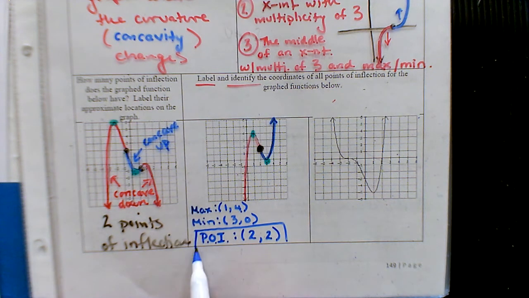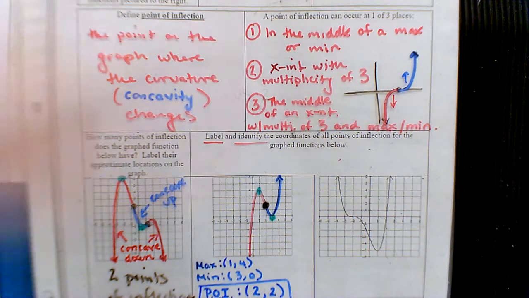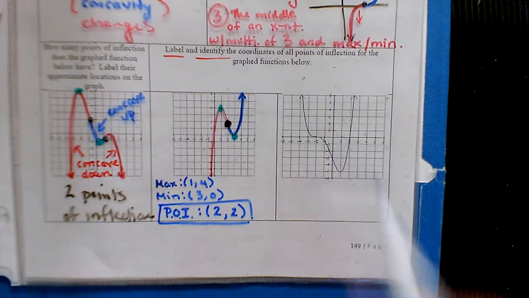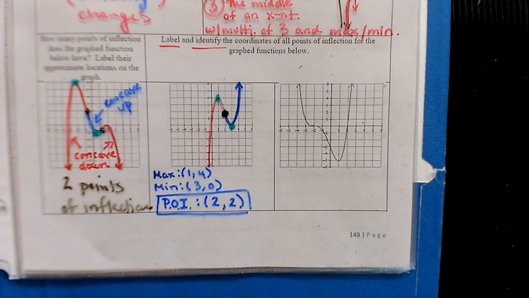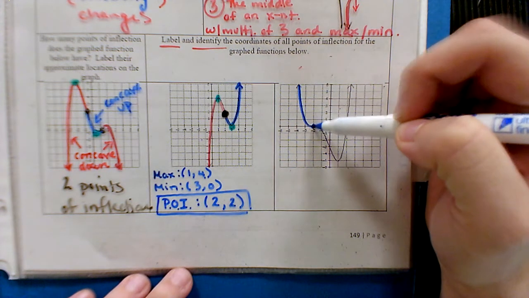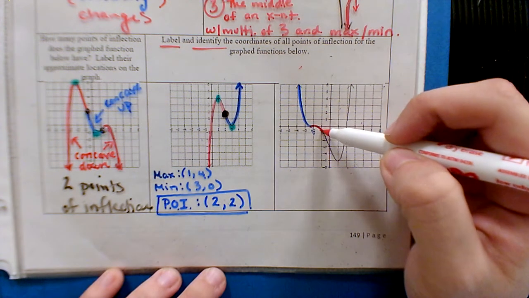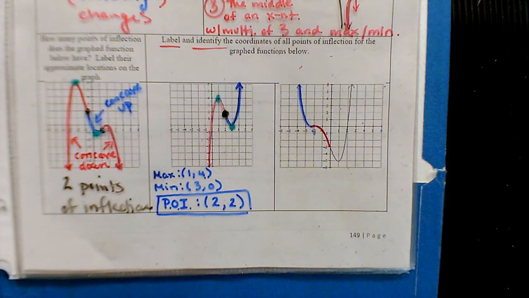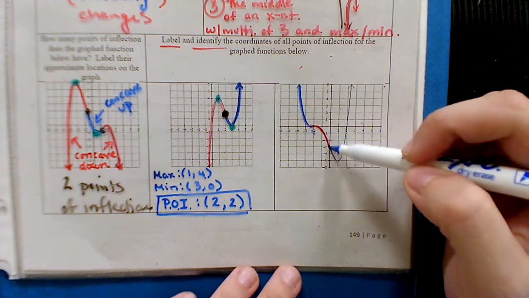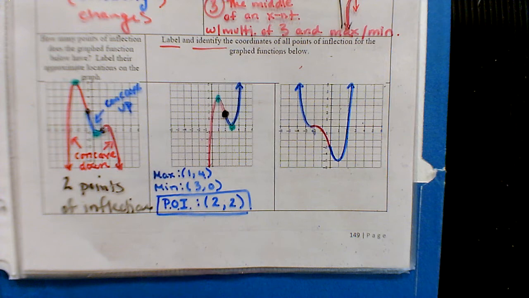Alright, so one of the things that we're going to look for, at least in terms of these 3 places, is the middle of a max or a min, where that concavity changes. Let's go ahead and check out the next one. Okay, so if you started to trace it, the initial curvature looks like concave up. If you were to continue to trace it, it looks like concave down. But at some point it looks like it's going to change to concave up again. Okay, like a regular parabola.